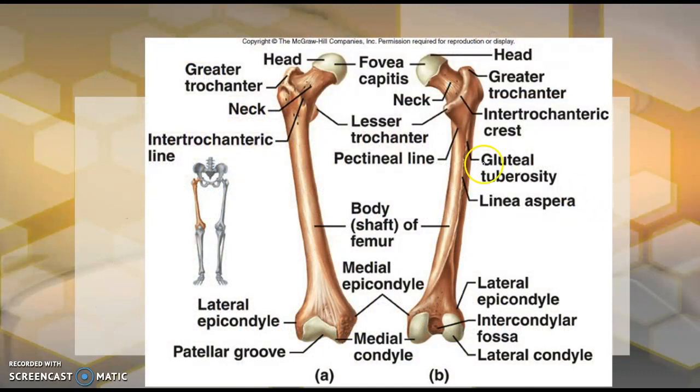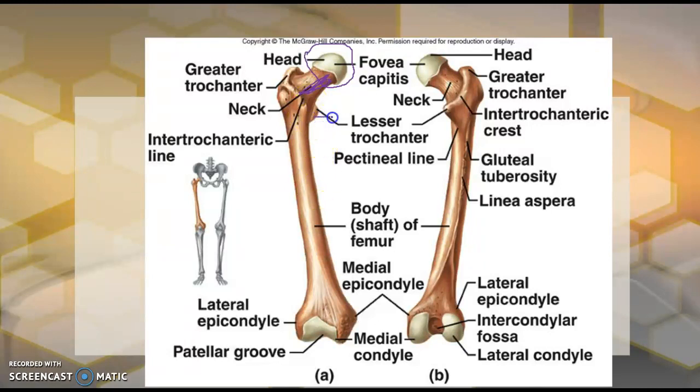So if we look, here's the head of the femur up here, so that's going to fit into the acetabulum. Then you have the neck. So you can see this is where people snap and break their hips, as they break that neck. As they get older, bone density just goes down and it's really easy to snap.